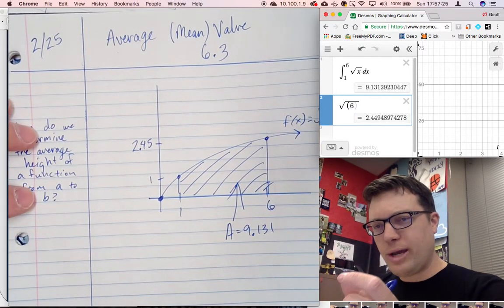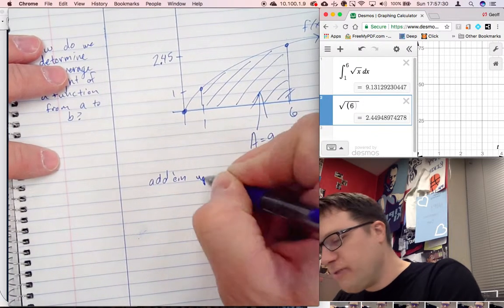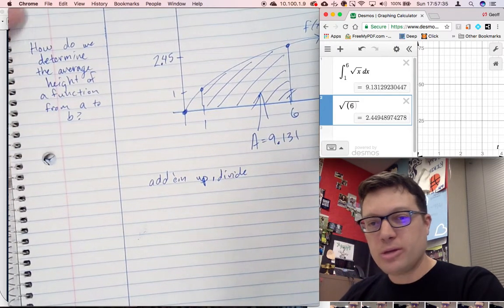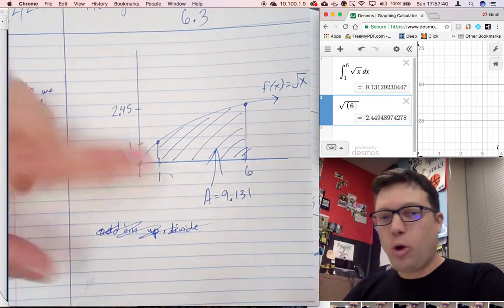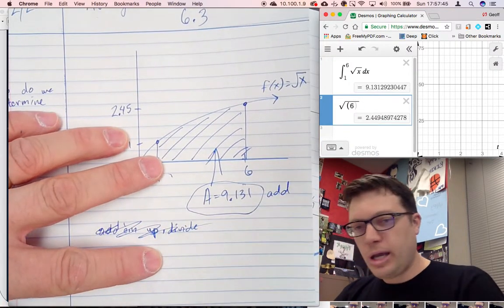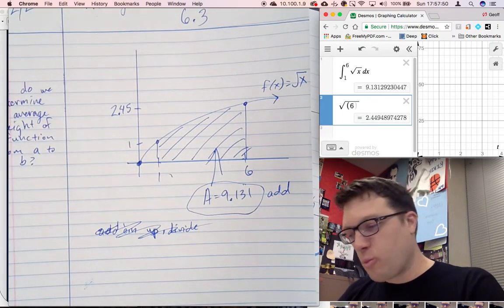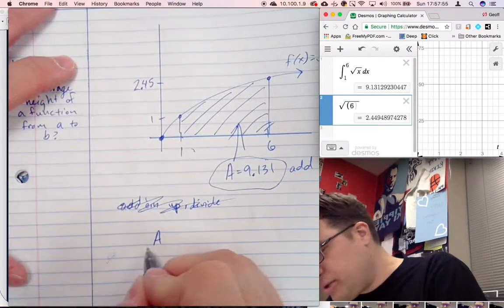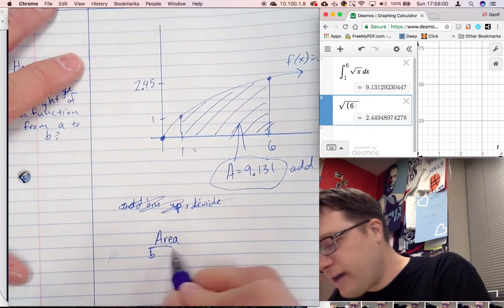Think about what we did when we had average in the past. Average is add them up and divide by number of numbers. Anyway, add them up and divide by the number of numbers. So the thing that I'm trying to say here is that from 1 to 6, there's a whole range of numbers. So this is the add them up, and now we need to divide that by the spread, the amount of numbers from 1 to 6. So really, take the area and divide it by b minus a.